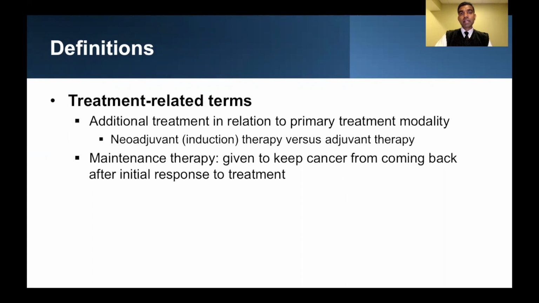Now, we can also define treatment in terms of its relation in time to the primary treatment modality, which is often surgery. So you have induction therapy or neoadjuvant therapy, which is given before surgery, and you have adjuvant therapy, which is given in the postoperative setting, which could be something like radiation. So that is defined as adjuvant therapy. There's also the term maintenance therapy, which is given to keep the cancer from coming back after a primary treatment modality has been used. This does not have as much of a well-defined role in the treatment of thymic epithelial tumors, but it is a term to be aware of nonetheless.